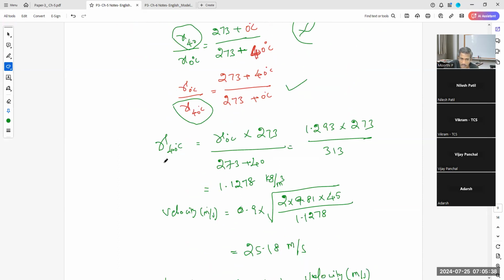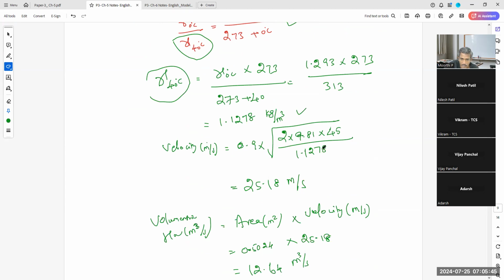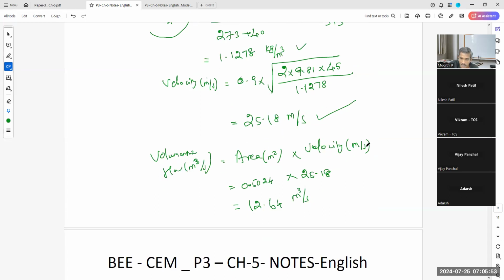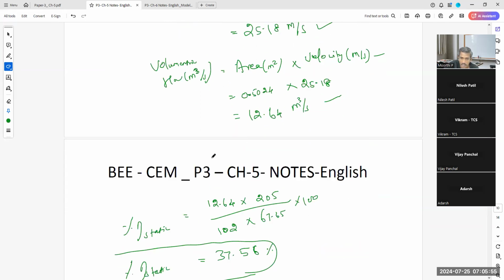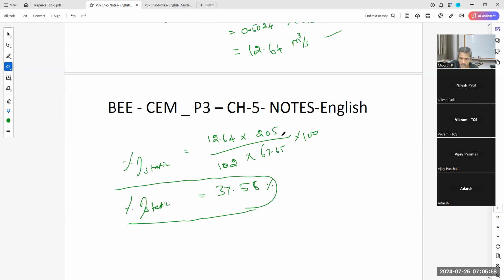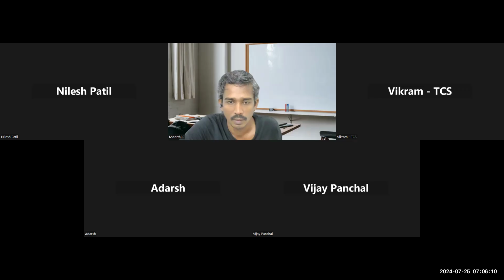How much is coming? Density at 40 degree is 1.1278 kg per meter cube. Then apply the formula. Finally, you have 25.18 meter per second. Next, volumetric flow, area into velocity. This is also done. Then apply the formulas one by one. Everything is step by step. You can easily understand the basic structure. Everything you have to do structure-wise.